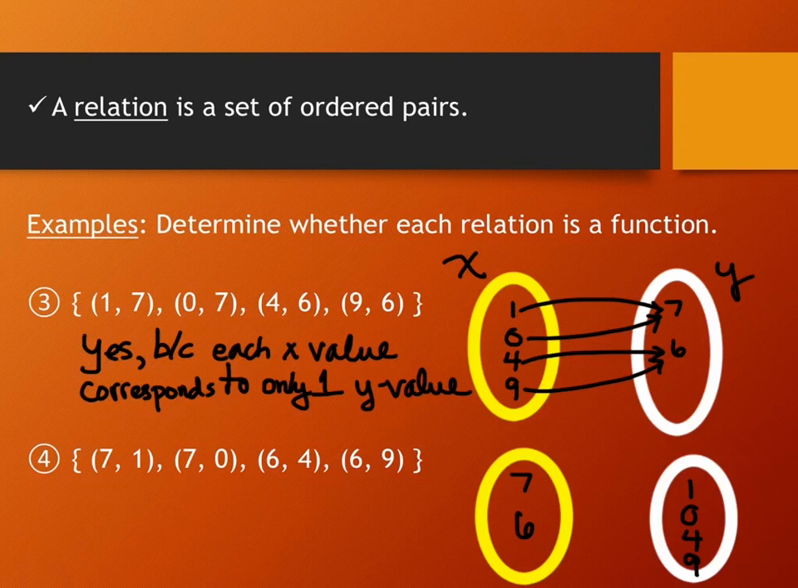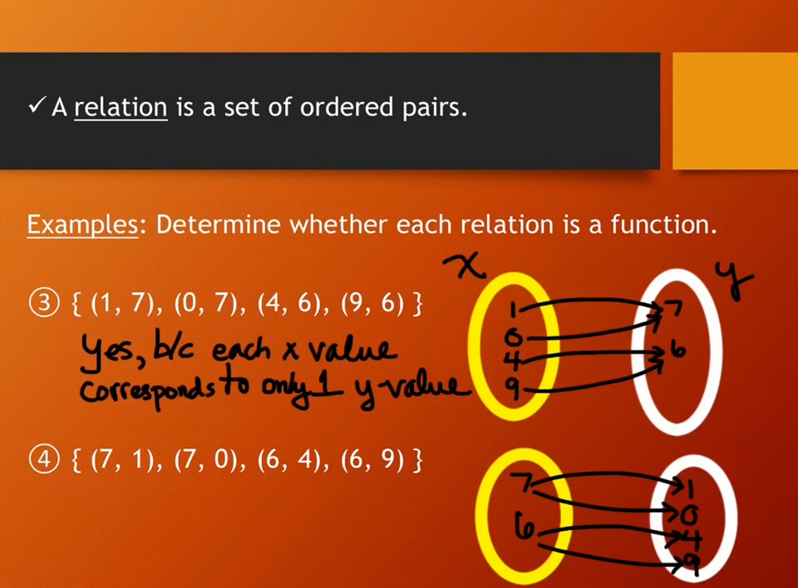All right, we're going to draw our arrows the same way. 7 as an x value corresponds to 1 as a y value. 7 as an x value corresponds to 0 as a y value. That's the second ordered pair. 6 as an x value corresponds to 4 as a y value, for my third ordered pair. My fourth ordered pair is the 6 corresponding to the 9.